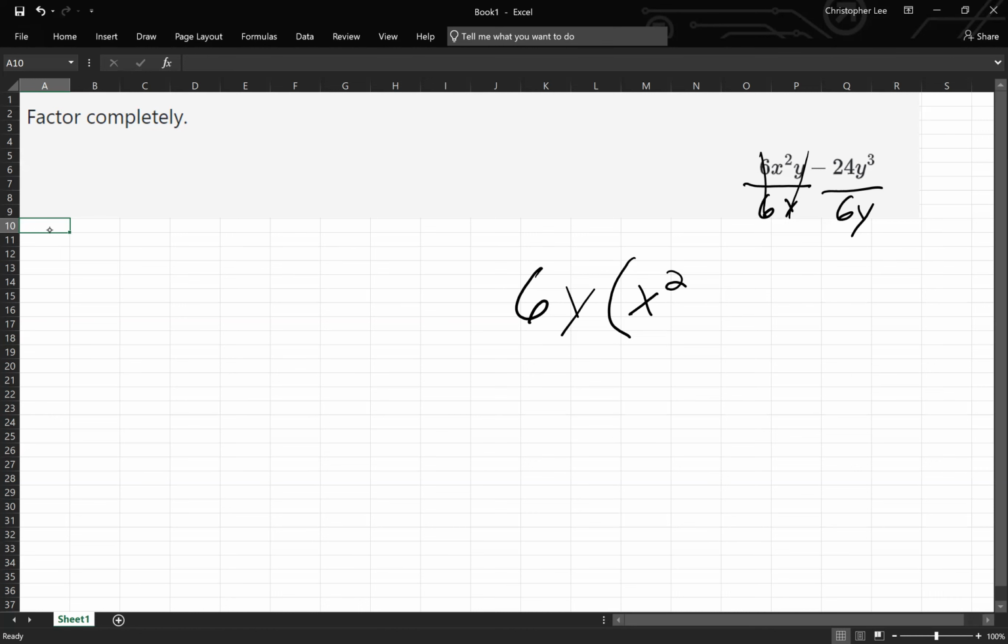And then what is negative 24 divided by 6? Say it again. 4, right? Positive or negative? All right, so negative 4. And then y cubed will become squared. So this is y squared. Now we can do what you said, Albert, the difference of two perfect squares. So what's the final answer? Tell me.